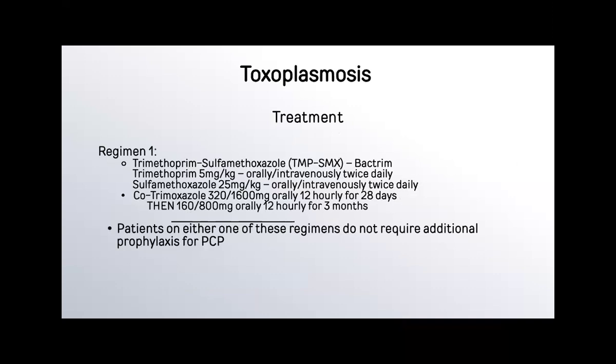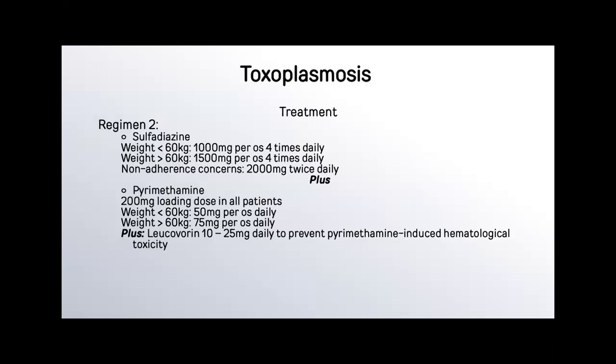The regimen in our setting is Bactrim. So we do have intravenous Bactrim available, where the trimethoprim component is 5 milligrams per kg twice daily, and the sulfamethoxazole is 25 milligrams per kg twice daily. Then orally, you give the 320/1,600 milligram tablet 12 hourly for 4 weeks, and then the 960 orally 12 hourly for 12 weeks, 3 months. Patients on either one of these regimens do not require additional prophylaxis for PCP.